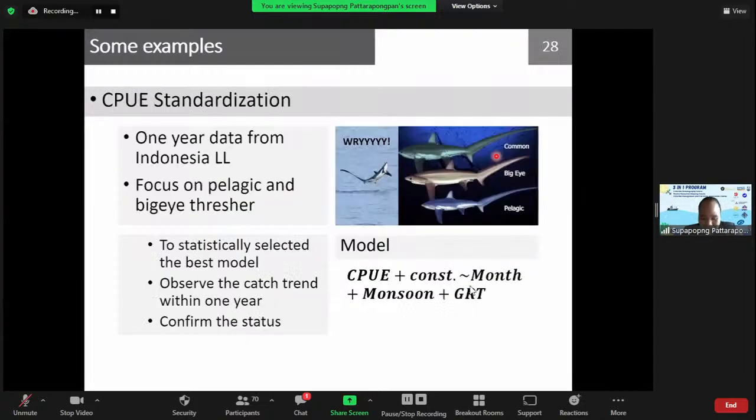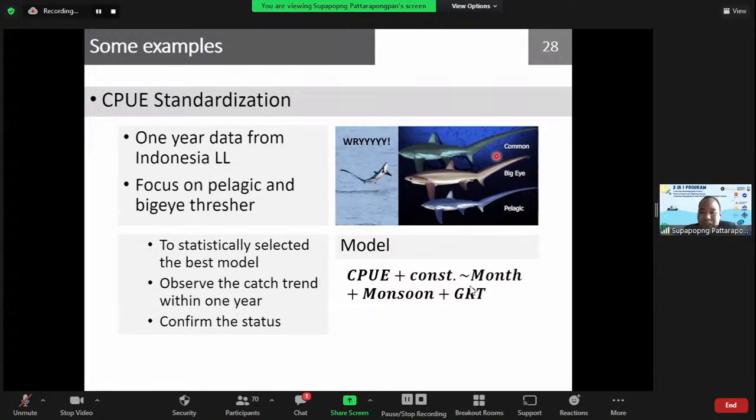First, this is the CPUE standardization. Here I try to apply it. For example, this is the data I got from the SEAFDEC project on shark and ray. I found that this kind of information from Indonesia is very suitable for trying this kind of CPUE standardization model.